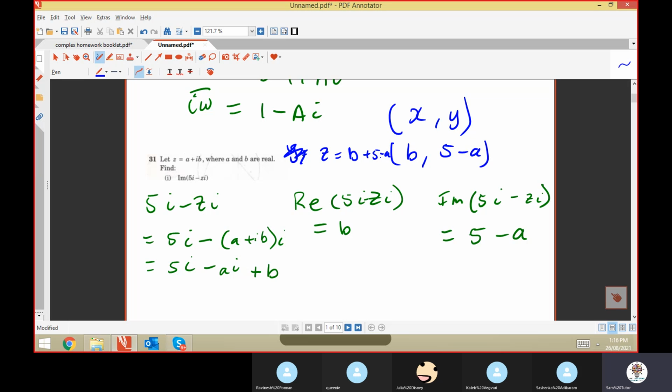And that's why there's that i business. So the i is just trying to tell you this is your y coordinate. This is your x coordinate. That makes sense?